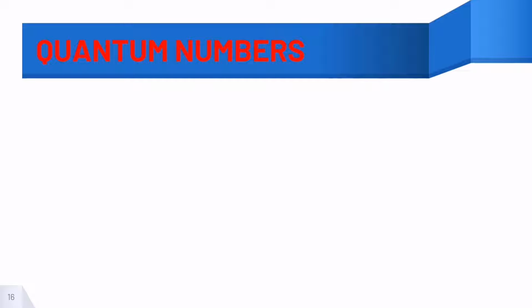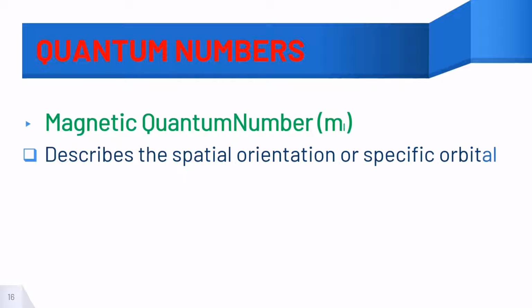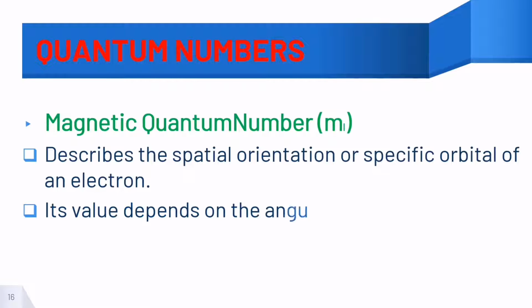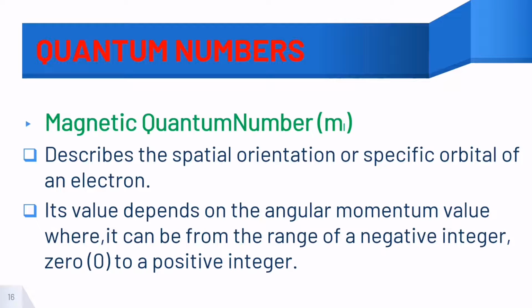The third quantum number is the magnetic quantum number, or m sub l. It describes the spatial orientation of a specific orbital of an electron. Its value depends on the angular momentum value, where it can range from a negative integer through 0 to a positive integer.